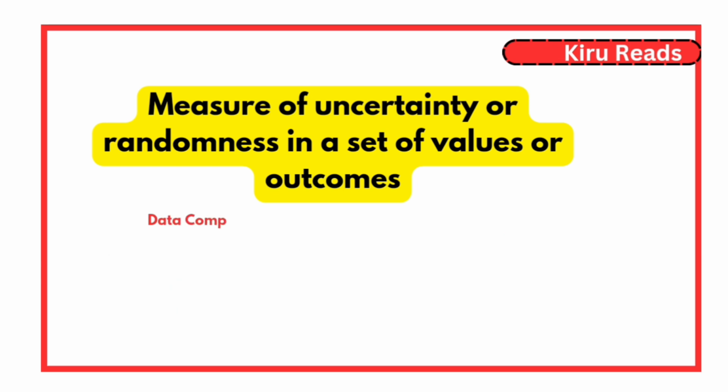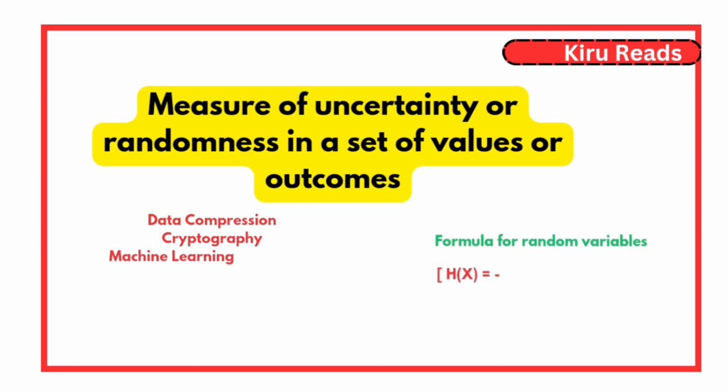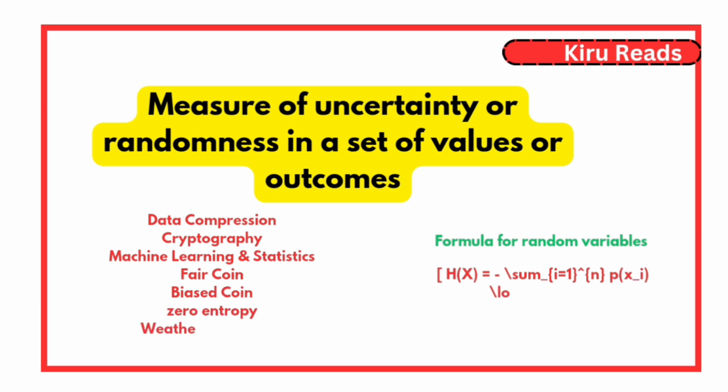Text characters. In a text document, the letter E might appear more frequently than other letters. The entropy calculated from the distribution of letters will reveal that some letters provide less information than others as they are more predictable. So, concluding everything, Shannon entropy is an elegant and powerful way to measure uncertainty.